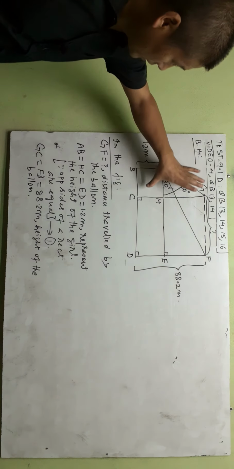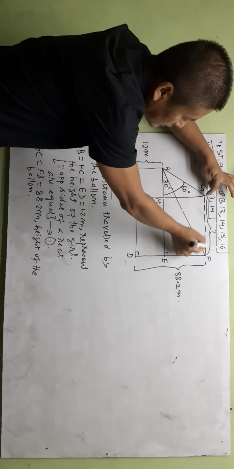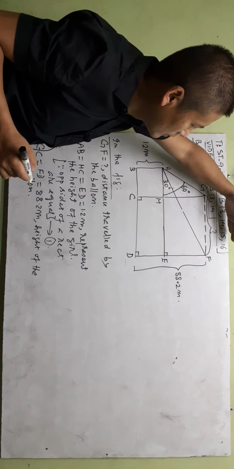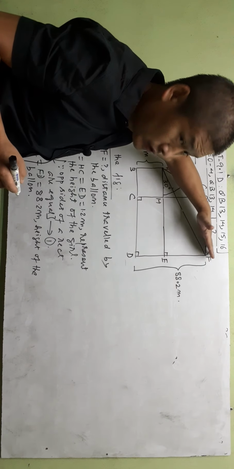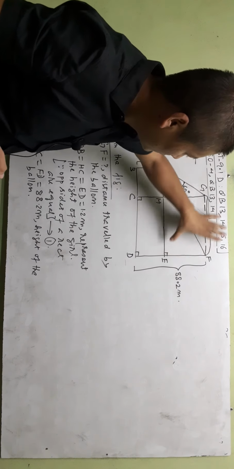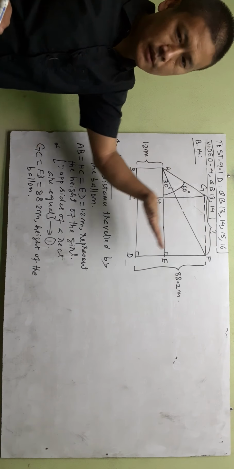How do you know these two are equal? Because the question says the balloon was moving horizontally, which means it is not going higher above the ground or lower, always maintaining the same distance above the ground. So their height, the balloon was at G, now it is at F, will be unchanging because the balloon is moving in a horizontal manner.